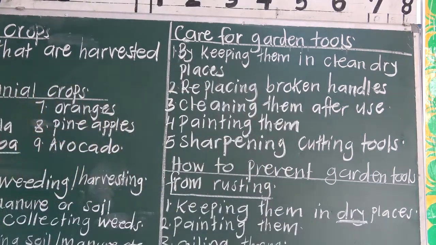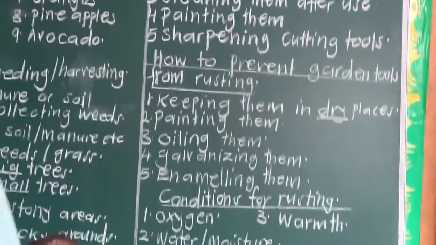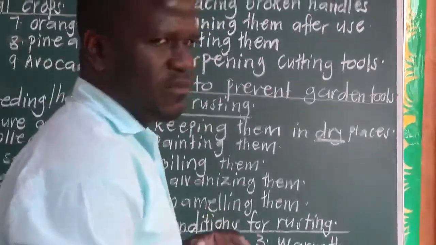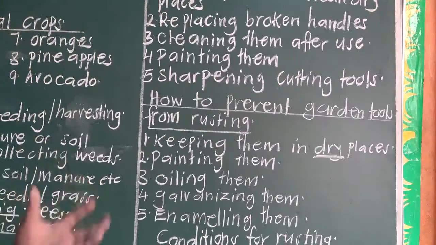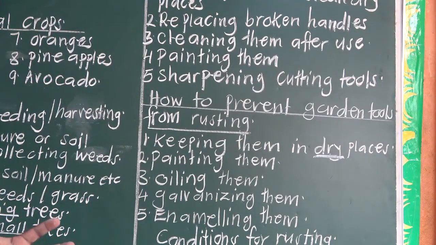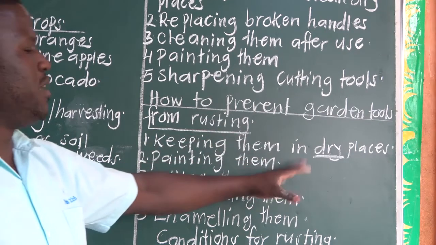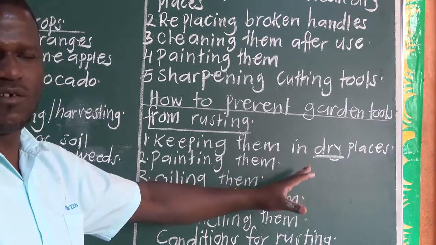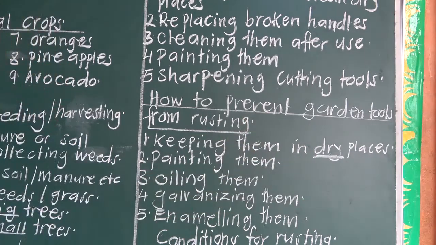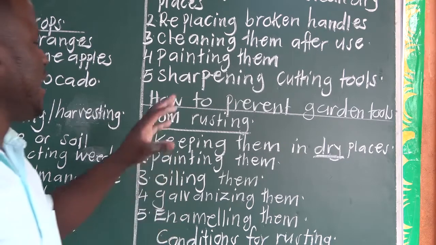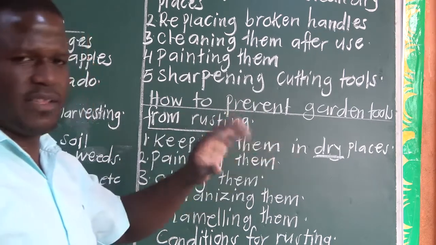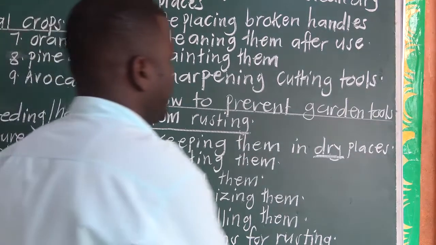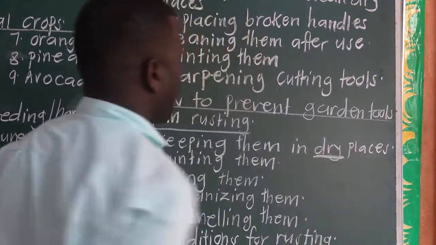Some of you like adding the word cool, dry. A place which is cool has moisture. And a place with moisture, it means that moisture is one of the conditions for rusting. So cool places are suitable for rusting to take place. So we don't keep them in cool places. We keep them in clean, dry places. So the marking point is on the word dry.